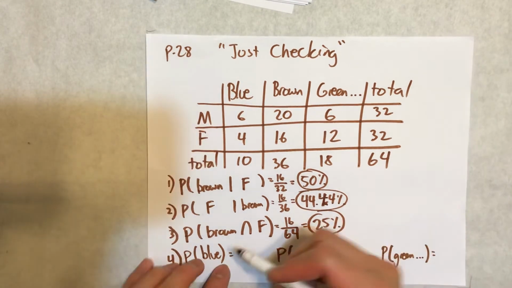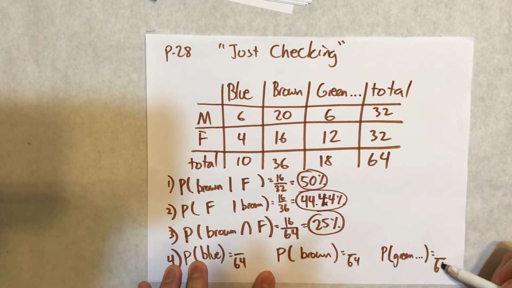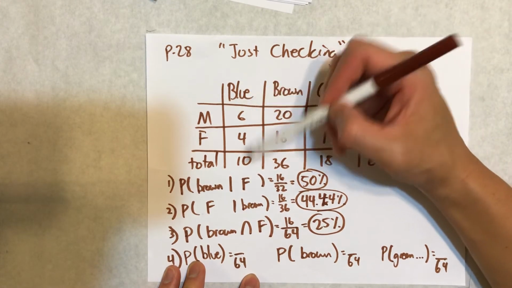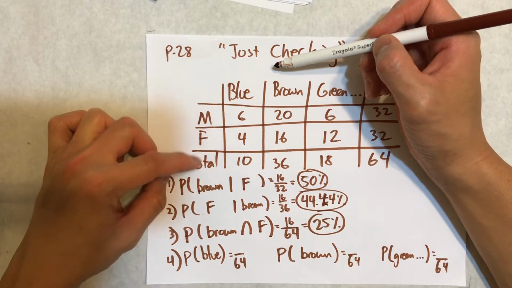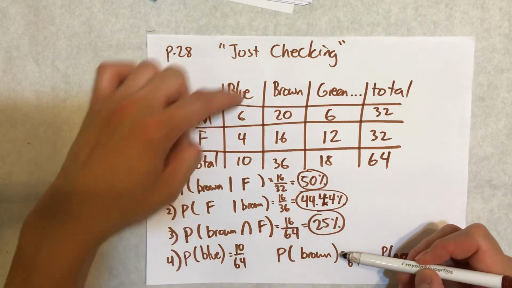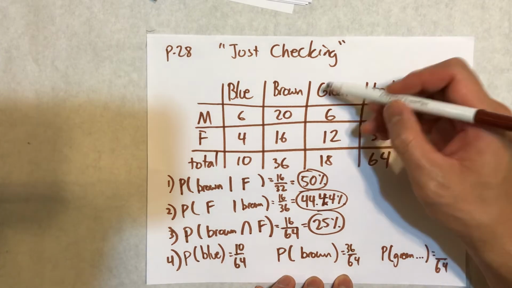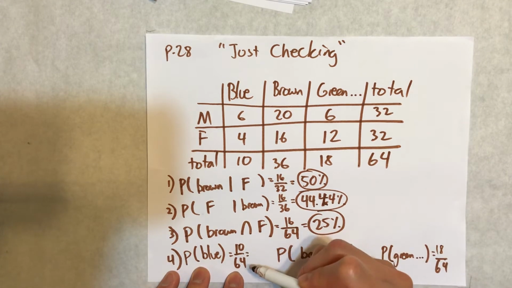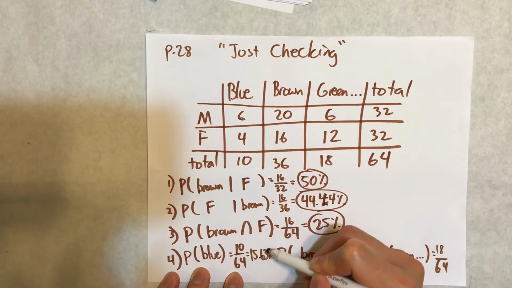So all of these are going to be over 64, because that's the total. Out of 64, how many are blue? How many total students? It'd be 10. We're not distinguishing between males and females. We just want the total. So 10 out of 64. And then brown would be 36 out of 64. And then green would be 18 out of 64. So this would come out to 15.63.